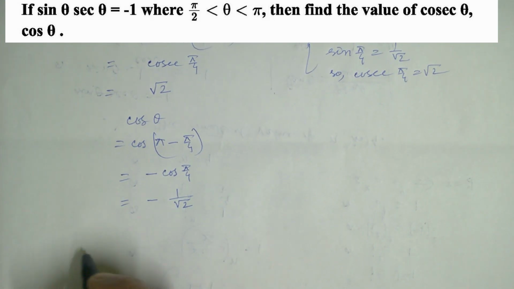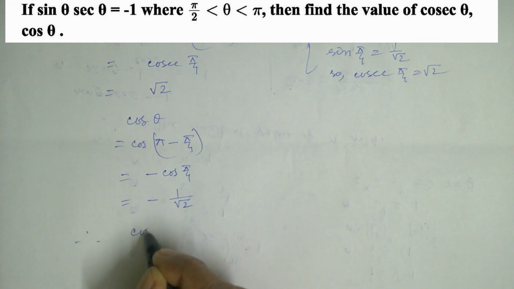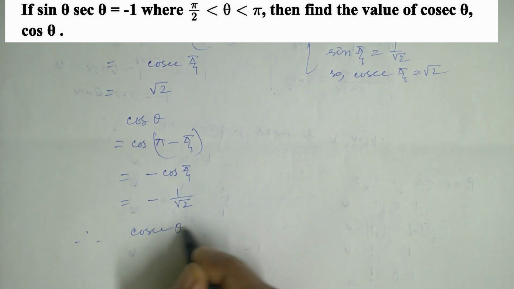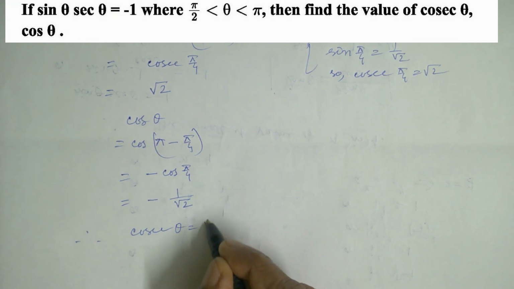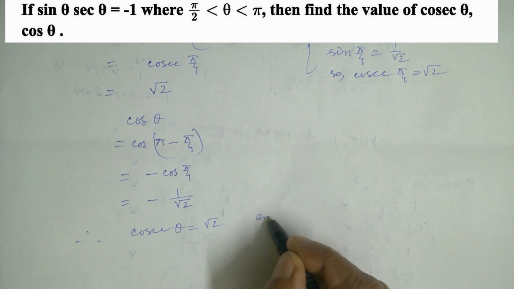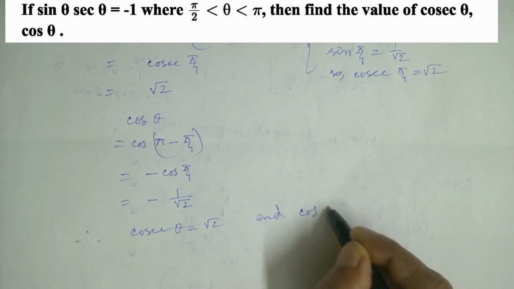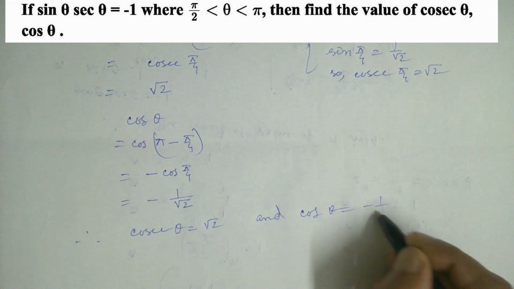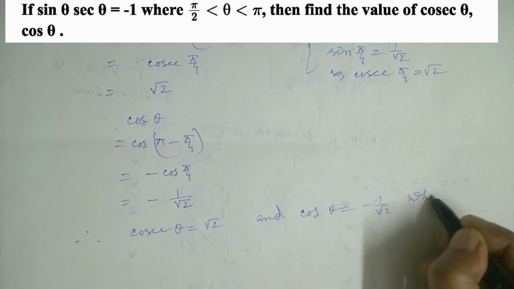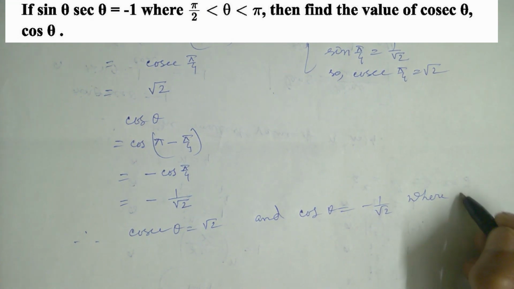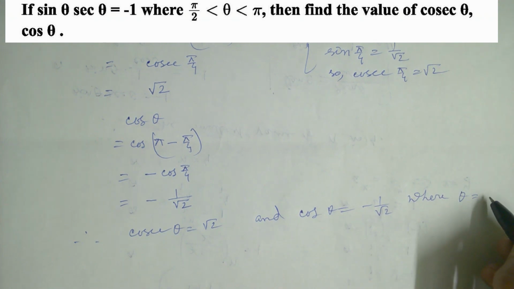Hence we have got two values. First one, cosec theta is equal to root 2 and cos theta is equal to minus 1 by root 2, where theta is equal to 3 pi by 4.